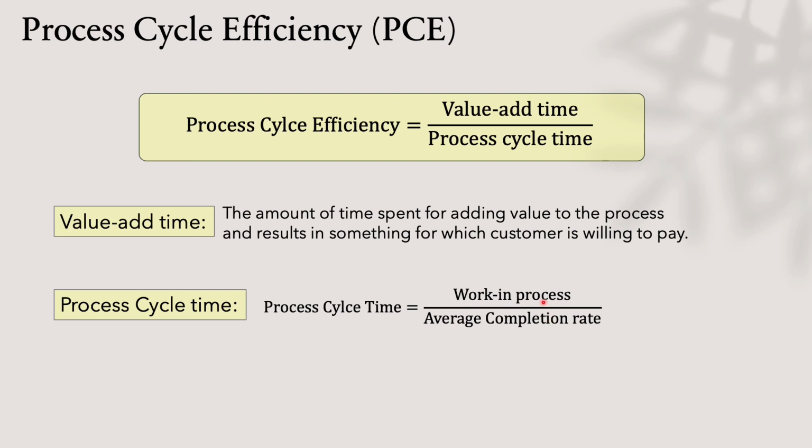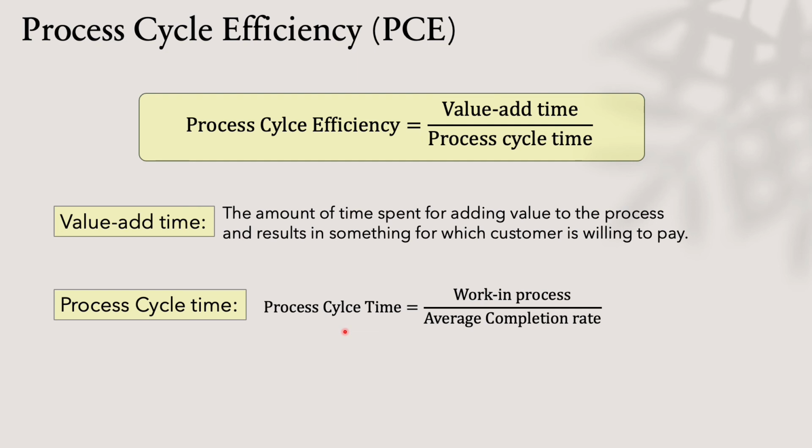So the work in process is, for example, you have 1500 products to make, right? And average completion rate for completing one product is like 1 hour, right? So that's how you will calculate the process cycle time. How long will this process take in order to complete the work, right? So work in process is 1500 products, and the time to complete one product is 1 hour. Then the 1500 hours is the process cycle time, right?